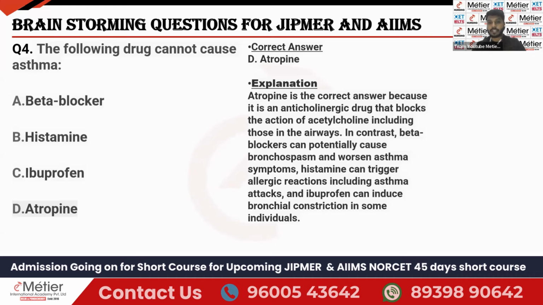Next is ibuprofen. Ibuprofen also can induce bronchial constriction in some individuals. So all these three options can lead to asthma. And option D is atropine. You know what atropine is? Atropine is an anticholinergic drug that blocks the actions of acetylcholine, so the smooth muscle constriction will be prevented here. That is why atropine will not lead to asthma. Clear?